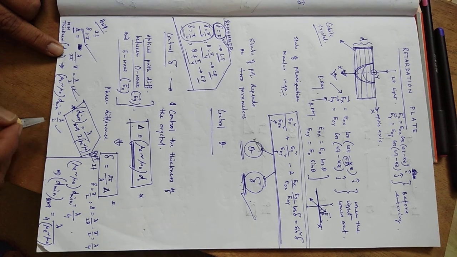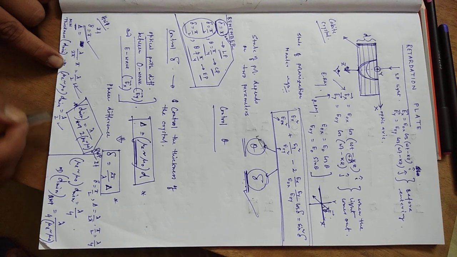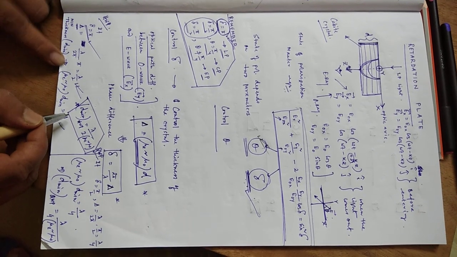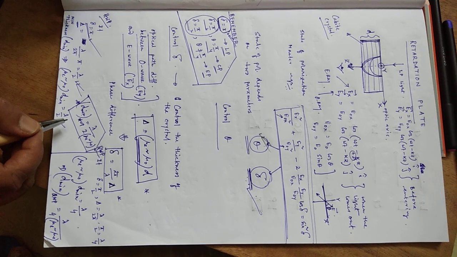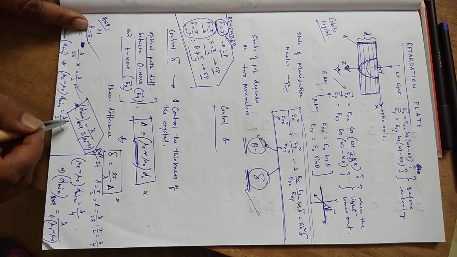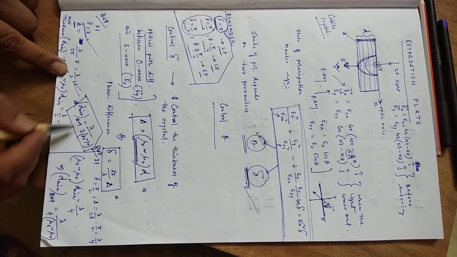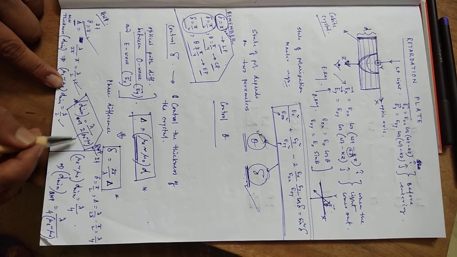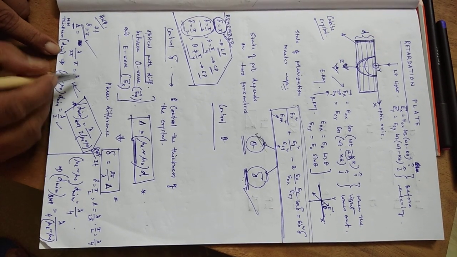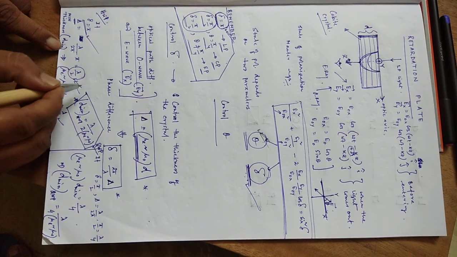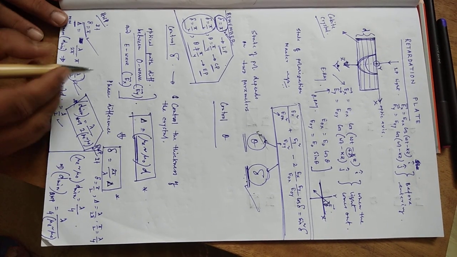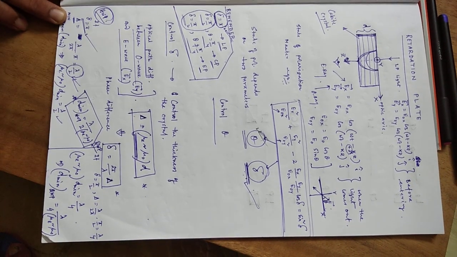That means d min, the minimum thickness required by this crystal to get a phase difference of pi, that is a path difference of lambda by 2, is given by lambda by 2 into mu e minus mu o. Now as this is lambda by 2, we call this particular retardation plate a half wave plate.